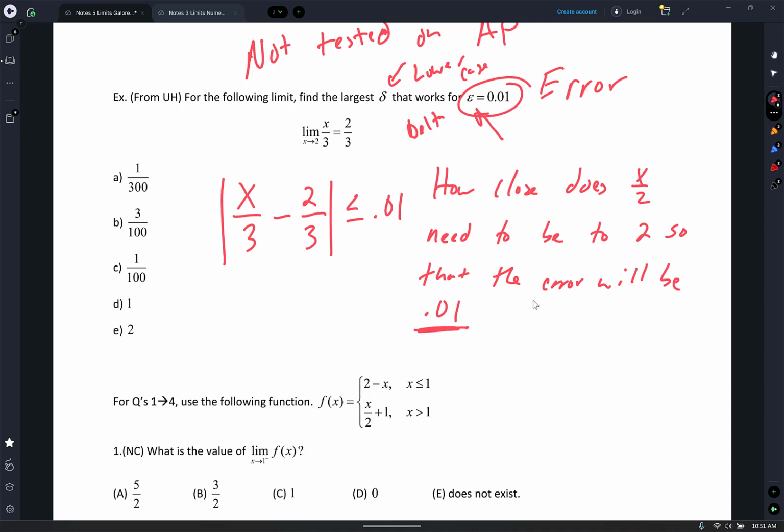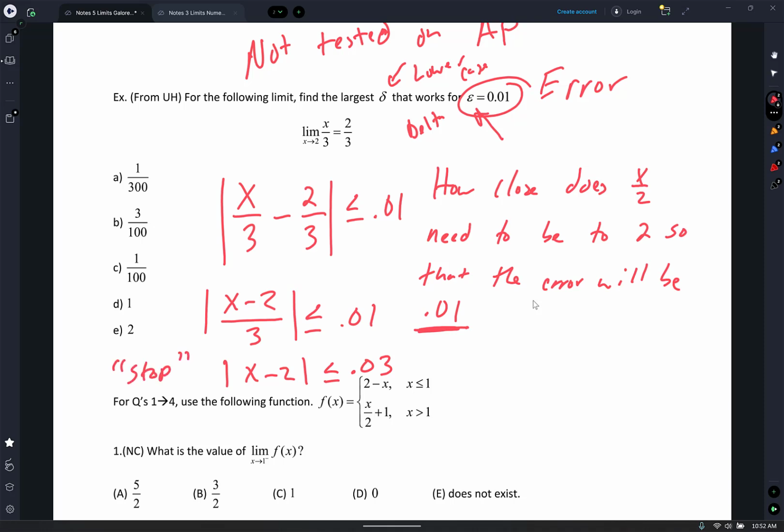Because error doesn't matter if it's negative or positive. So as long as I'm 0.01 away, I can be 0.01 to the right or 0.01 to the left. All right. So absolute value, x minus 2 over 3, close it, less than or equal to 0.01. I'm going to multiply by 3. So now I have absolute value, x minus 2 is less than or equal to 0.03. Here's where you're going to stop. That's your delta right there.